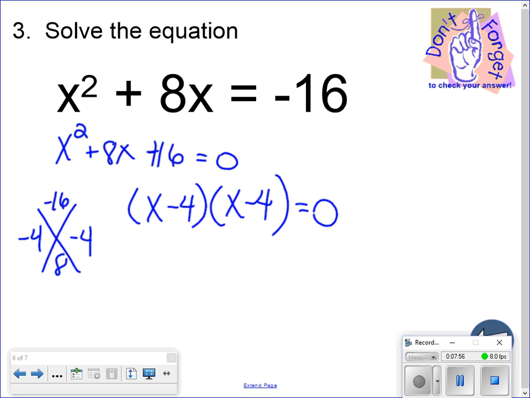Now, when I'm solving ones like this, if the factors are the same, I don't need to set both of them equal to 0 because I'm going to get the same answer either way. So we'll do x minus 4 equals 0 because they're both the same. Add the 4 on both sides. And here we get x is equal to 4. Alright, this is how we factor, this is how we solve trinomial equations.